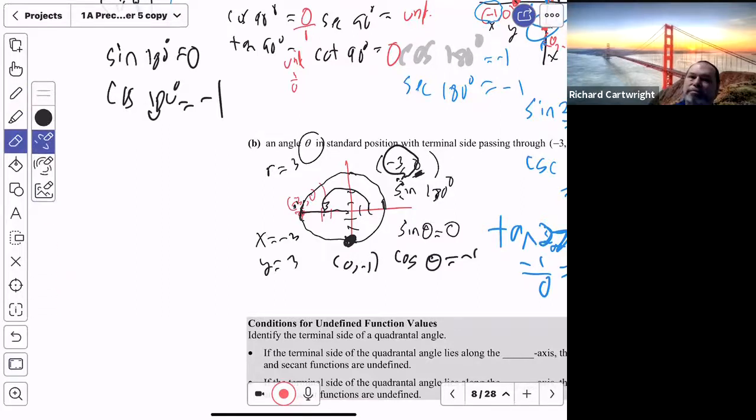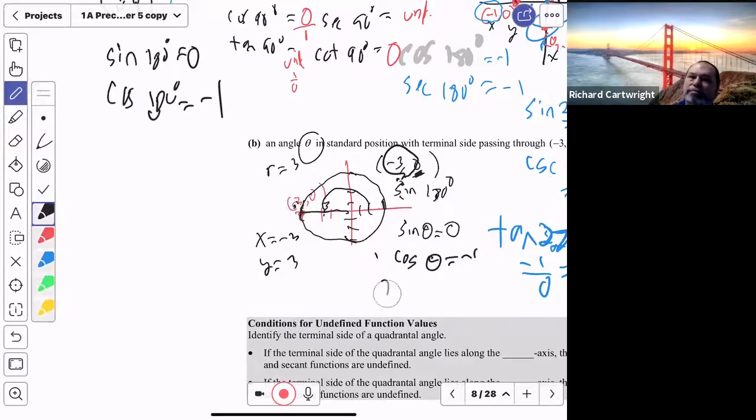So let me do, oh, wait, I'm doing tangent. Why am I going down here? That wasn't even the problem. We're still over here. So if I do this, the tangent of theta was supposed to be my y over the x. My y is a 3. My x is a -3. And 3 over -3 is still a -1.